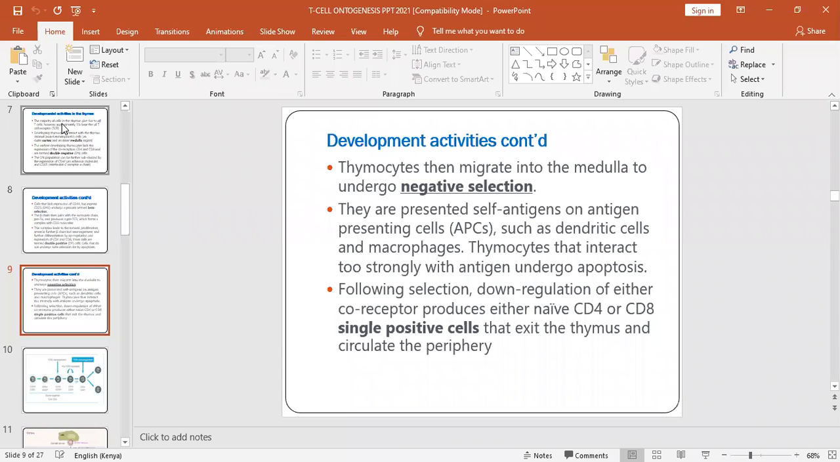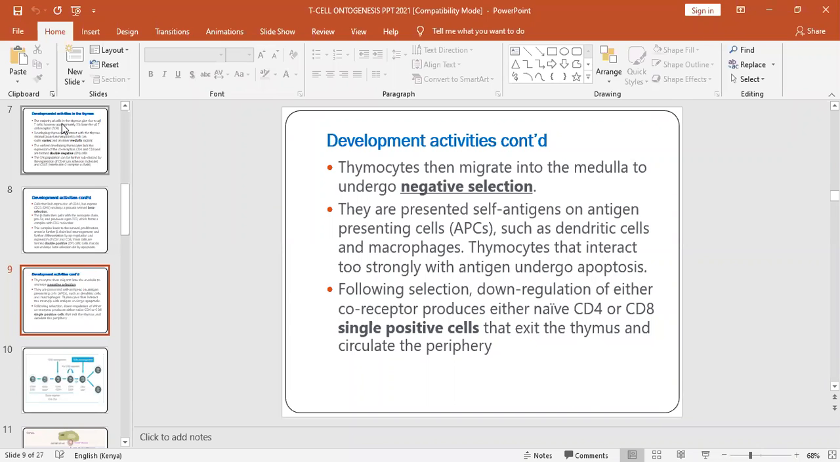Either a down regulation has to take place so that this cell can mature into a CD4 cell or a CD8 cell. And for that reason, the tissue cells found in the medulla region carry self antigens. Some of them are MHC class 1. And those are the ones that probably give a signal that the double positive cell must now differentiate into a CD8 cell, because MHC class 1 will give a signal that the maturity of this cell must be CD8.